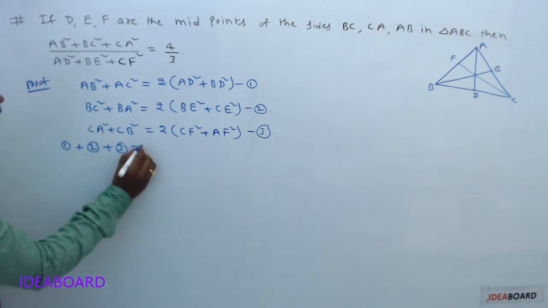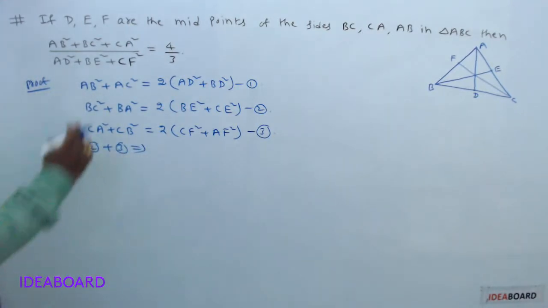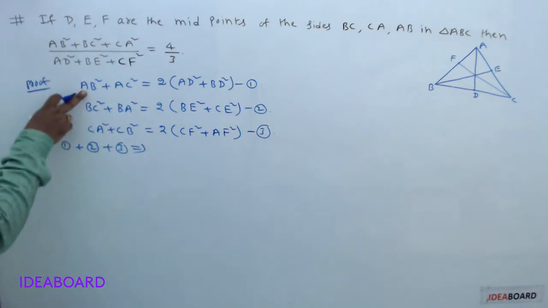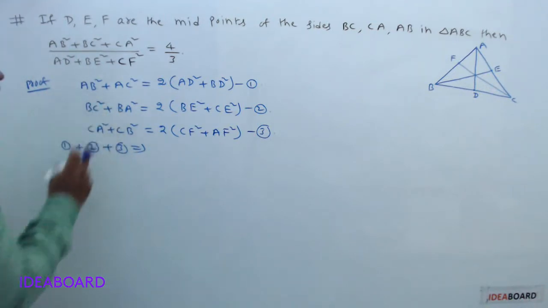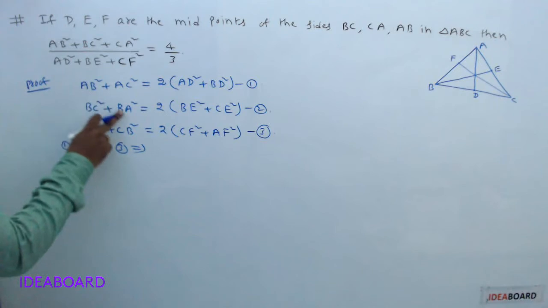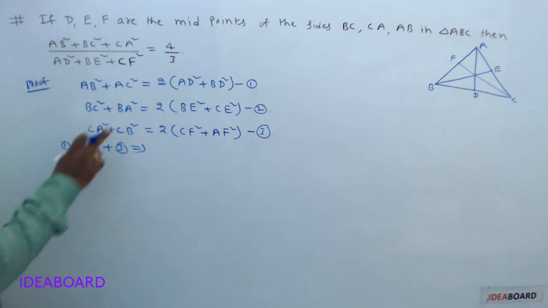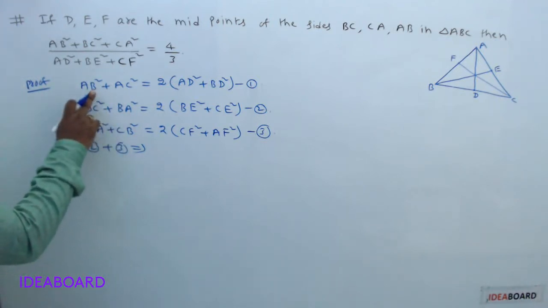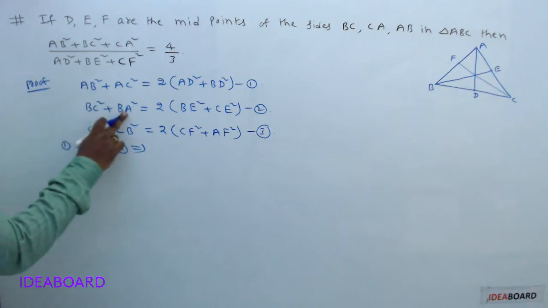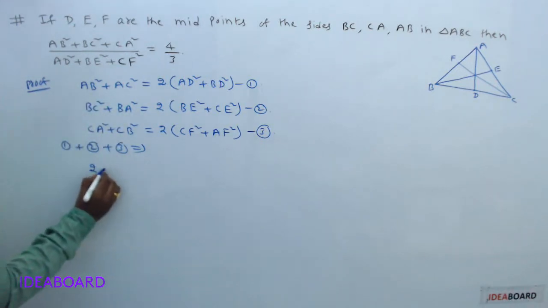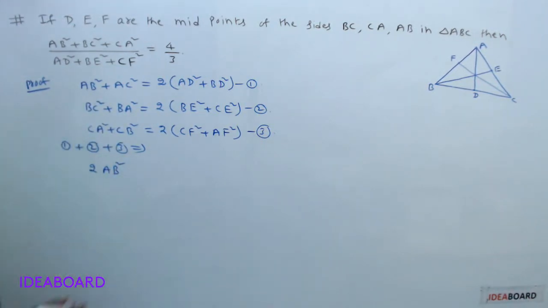So 1 plus 2 plus 3 implies, if you add the LHS part, it is AB square, it is BA square. AB square which is same as BA square. So BA square can be taken as AB square. So AB square plus AB square, 2 into AB square.